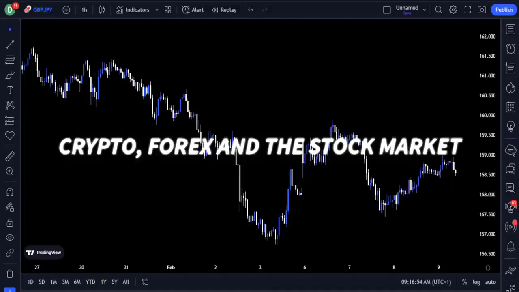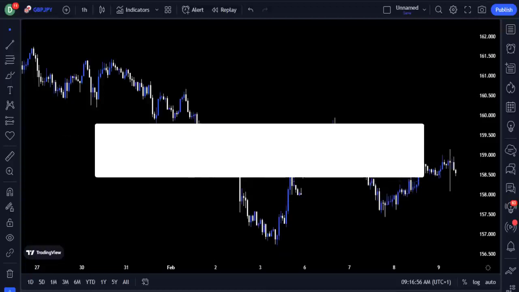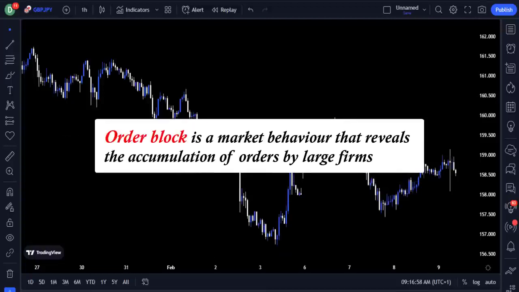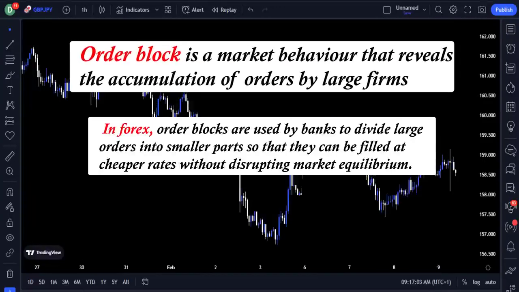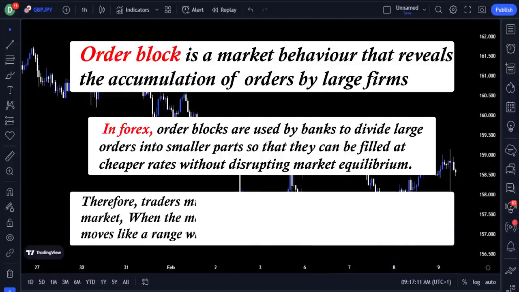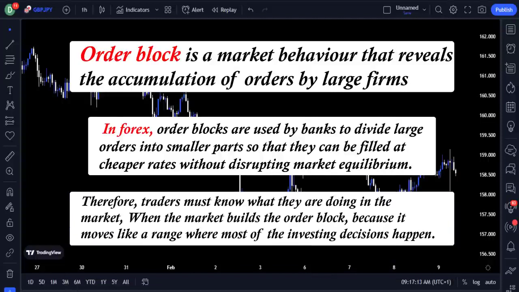Now, let's first explain what an order block means. An order block is a market behavior that reveals the accumulation of orders by large firms. In the financial market, order blocks are used by banks to divide large orders into smaller parts so that they can be filled at cheaper rates, without disrupting market equilibrium. Therefore, traders must know what they should do in the market when the market builds the order block, because it moves like a range where most of the investing decisions happen. But luckily we have got indicators that can help us find these order blocks.